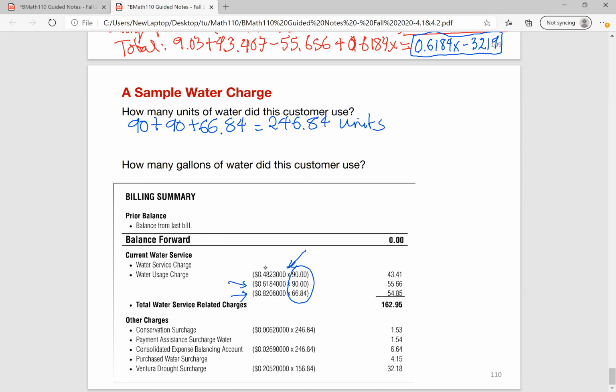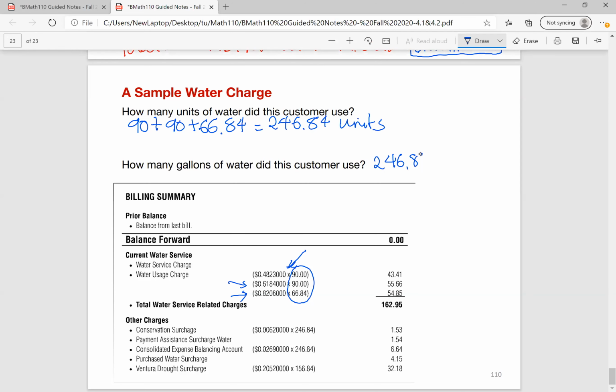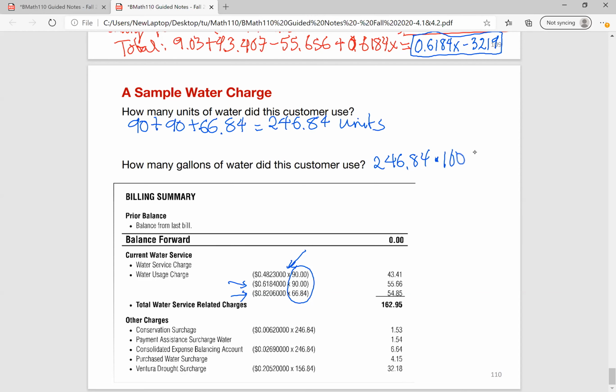How many gallons of water did this customer use? This question is very easy. You just multiply the units by 100, then you get the gallons. So 246.84 multiplied by 100 is 24,684 gallons.